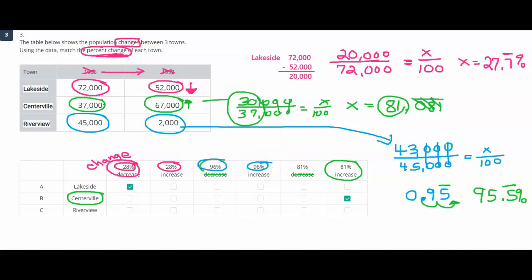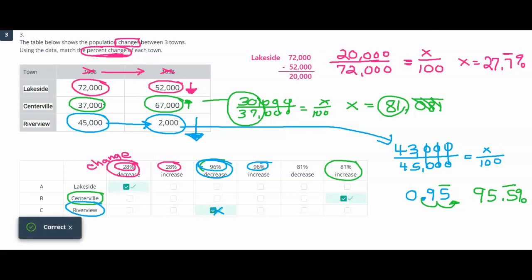Now we have to go back up here and look at, is that an increase or a decrease? From 45,000 to 2,000, what happened? That went down, which means it's a decrease. So for Riverview, we have a 96% decrease. So on your computer, you can check that one. Make sure if I put answer checks on here, you check your work.